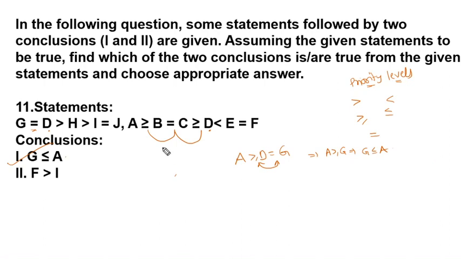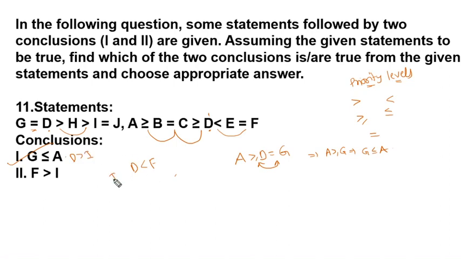Then go with the next one, F and I. What is the connecting point? D is the connecting point between F and I. What is the relation between D and F? Less than, equals to. Which is having the highest priority? Less than. So D is less than F. Then with respect to F and I, I need I. D and I have the same symbol, same priority. So D is greater than I.